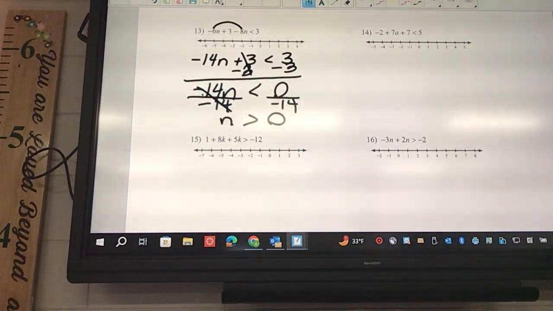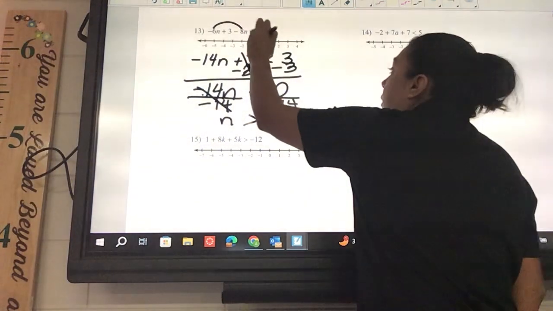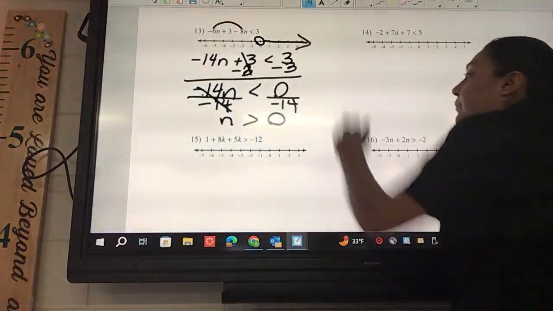Okay, on the zero, is it going to be open or closed? Open. Going which way? To the right.